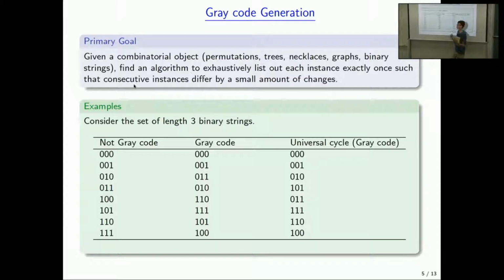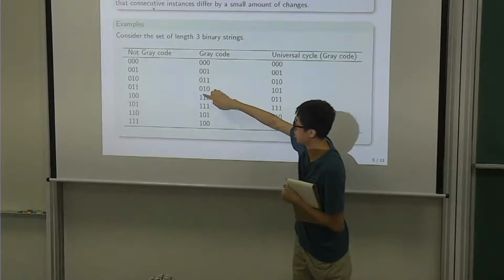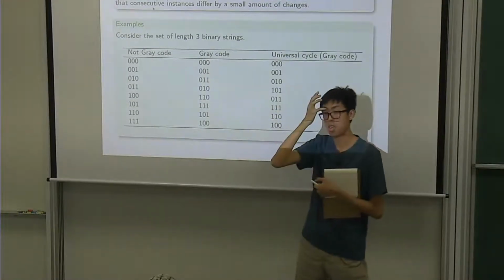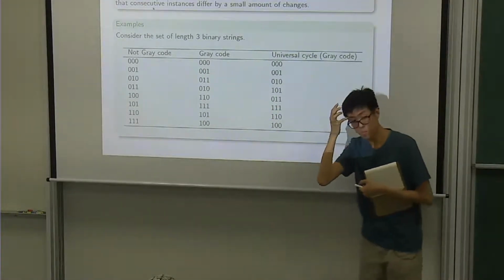So for gray code, it means that we want to generate all the strings such that they are different by some small changes. So for example, this one is what we call gray code. What it means is that if you look into the consecutive strings, they are different by just 1 bit change. So for example, this guy and this guy, they are different by 1 bit change. This guy and this guy, they are different by 1 bit change, etc. And this is what we call gray code.